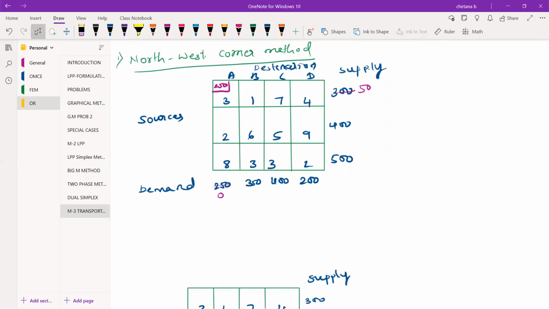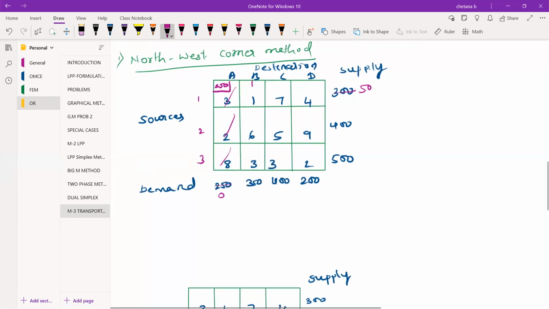Wherever you have the 0, you need to cut that particular row or column. This column is getting 0, so eliminate this entire column. Then, leaving the first column, you start again from columns B to D, and for rows 1, 2, 3, the sources 1, 2 and 3. Out of this, again the northwest corner would be this corner.